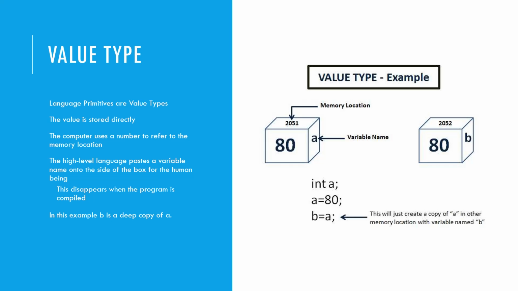The reason for that should be clear. They both have different memory locations. B is just simply initialized to the value of A. So B is always a deep copy of A. So primitives are always deep copies of one another if you set them to one another, right?